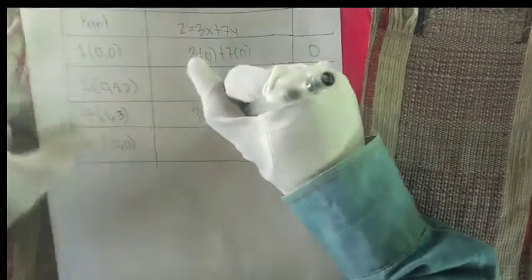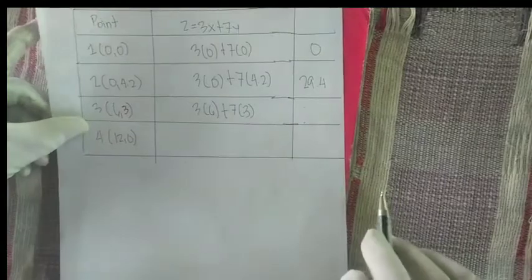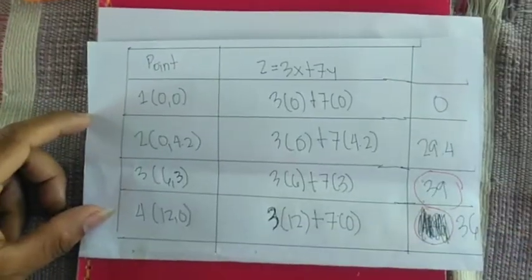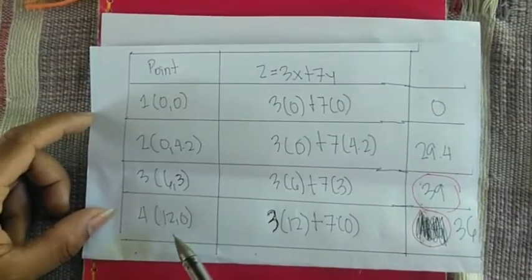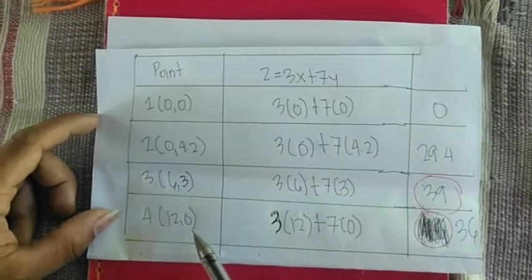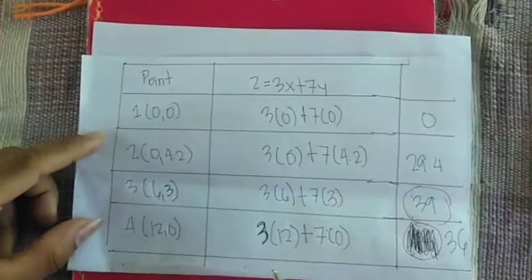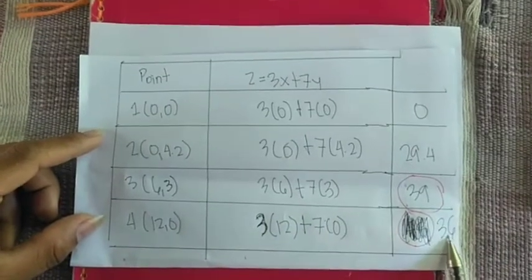And then the third one is 3 times 6 plus 7 times 3, because this is the value of the point. And we get the answer of 39. And then the last one, in our point 4, the value of x is 12 and the value of y is 0. So substitute into the objective function. We get 3 times 12 plus 7 times 0, which is 36.